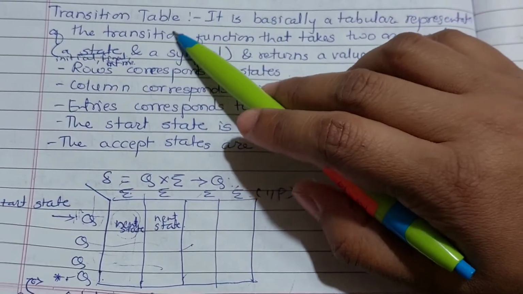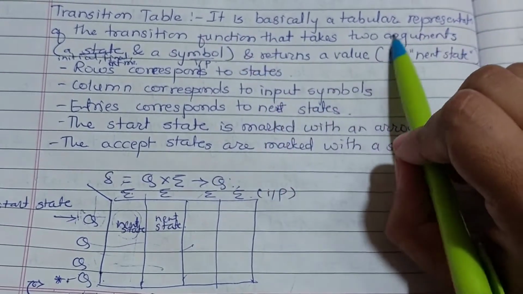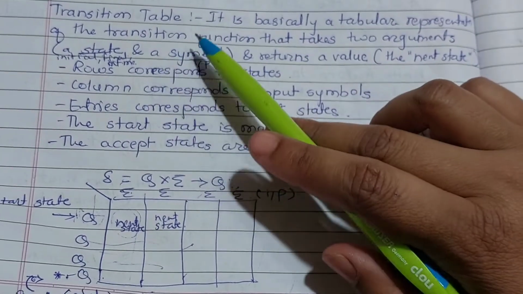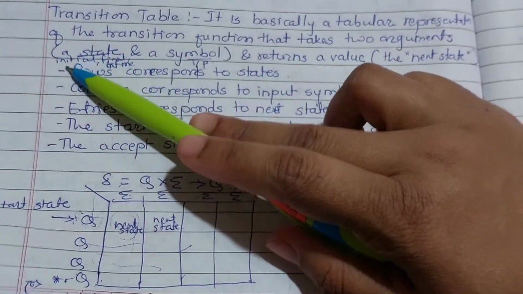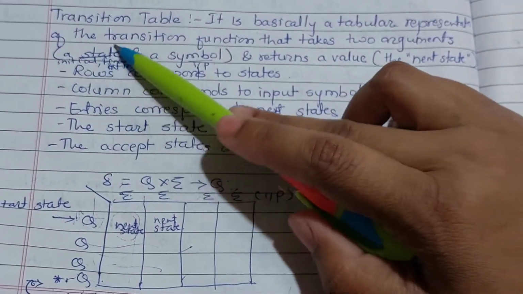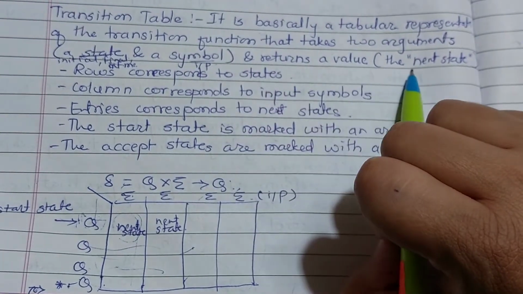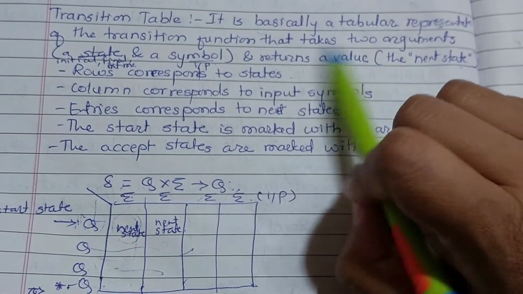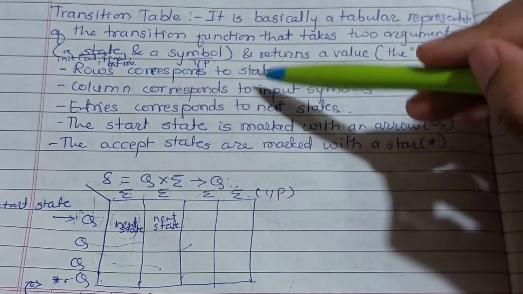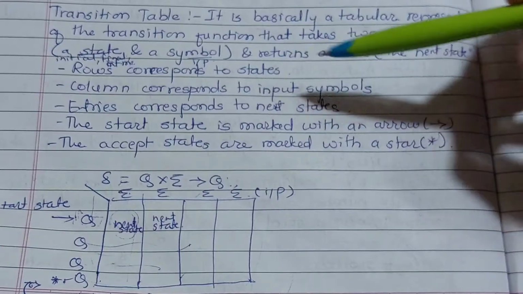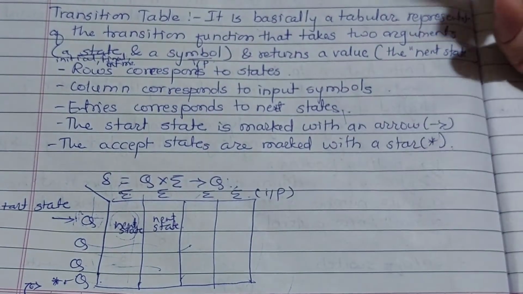Now see here, this is the transition table for finite automata. It is basically a tabular representation of the transition function that takes two arguments, that is a state, in terms of initial and final state, and a symbol, and returns a value that is the new state or next state. Now in a transition table we can say that rows correspond to states, columns correspond to input symbols, and entries correspond to new states or next states.